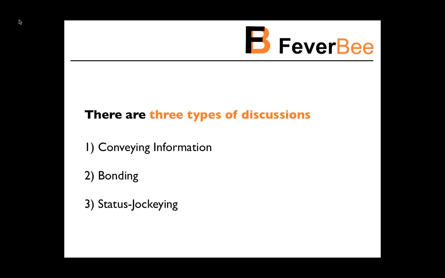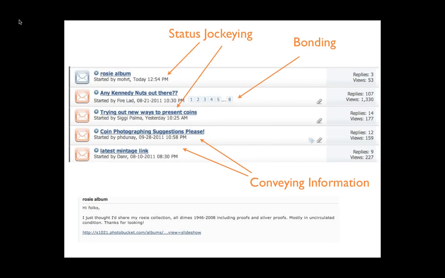And while status jockeying discussions can get a bad reputation, it drives a lot of the good activity that we want in online communities. What tends to happen too often in communities is that the community focuses too much upon conveying information discussions over bonding and status jockeying. And what you'll see is that the discussions that tend to get the biggest response are those bonding related discussions where people can talk about the love of the topic.